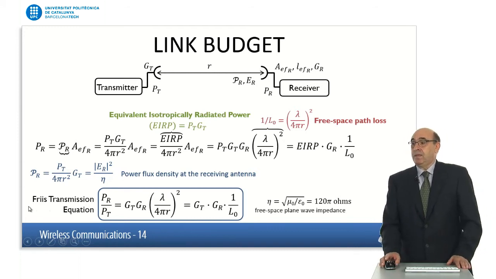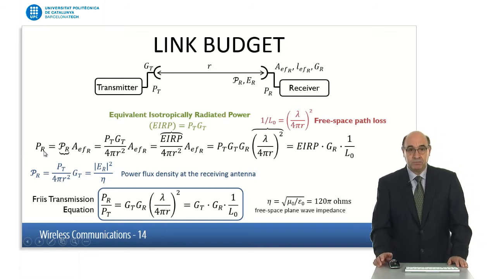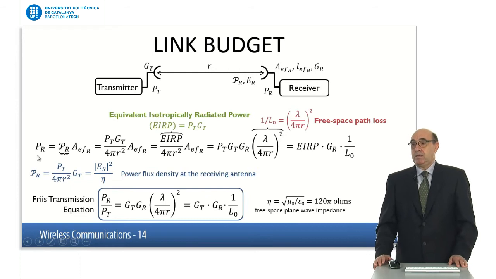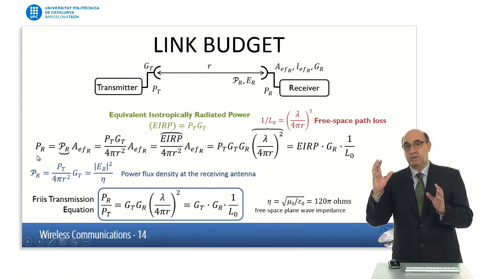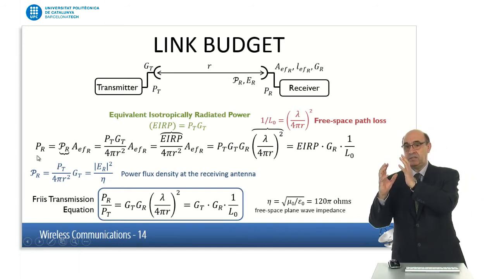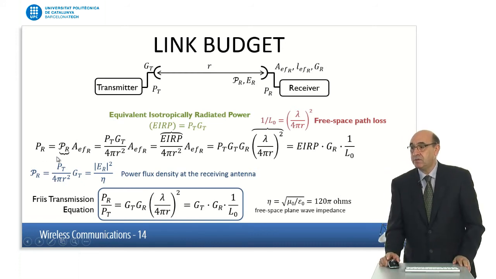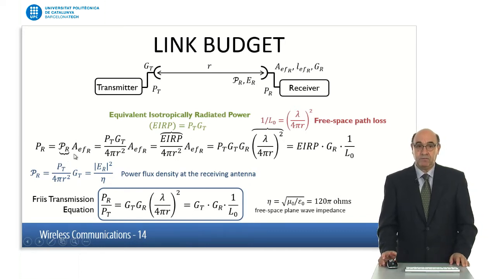So we start on the receiving end. I want to find the received power, this antenna. This is what we want to see. The value of this power is just the product of two things: the power density that is arriving to the antenna and the effective area of the antenna. So this is what you have here. So the received power is the power flux density times the effective area of the antenna.